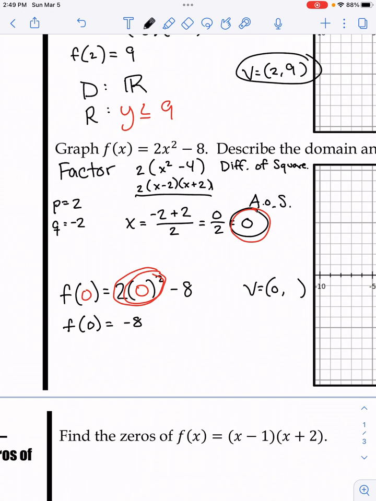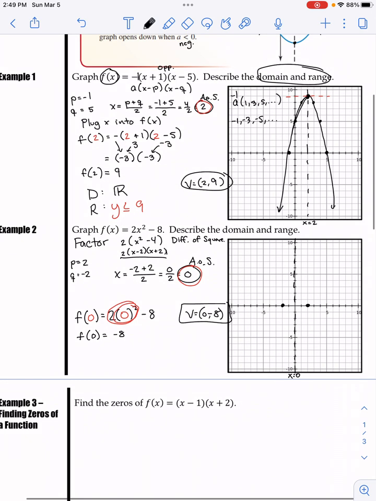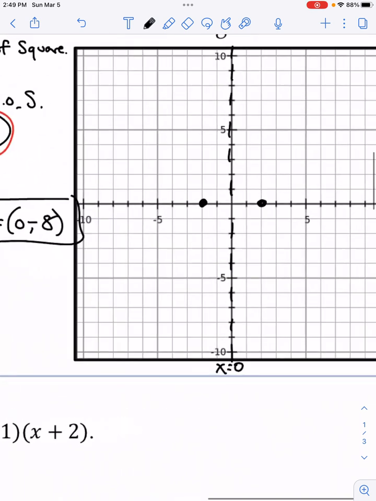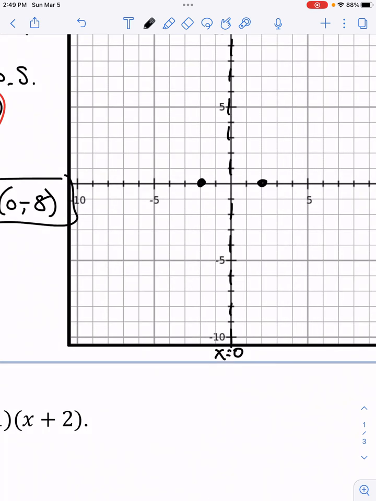So let's put -8 here. This is our vertex. So 0, -8 is not moving at all left and right, just moving 8 down. Looks like it's right here. Okay. Connect it with our solutions.